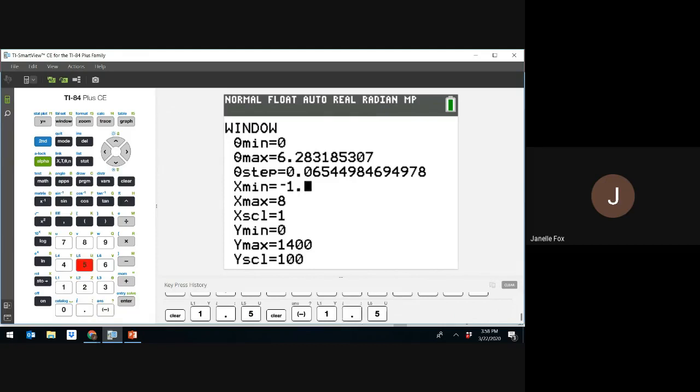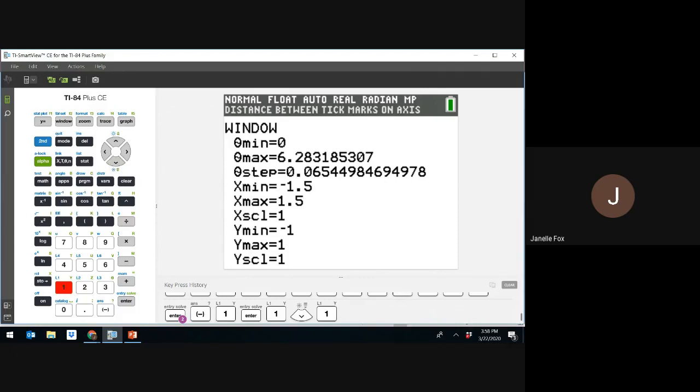Notes would have been much shorter if I stopped making mistakes. Sorry, peeps. Okay, so the x values would be negative 1.5 to 1.5. The y is going to go from negative 1 to 1. And then when I hit graph, this is going to be kind of amazing, you guys.